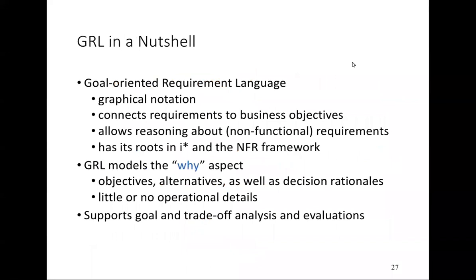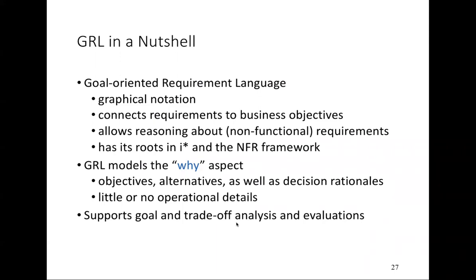So GRL in just a nutshell. If you would like to describe the GRL language in a nutshell, the GRL addresses most of the URN's additional objectives. It is a goal-oriented modeling language. Goal-oriented modeling has been proposed in the requirement engineering community for a number of years, and even several approaches have been published.